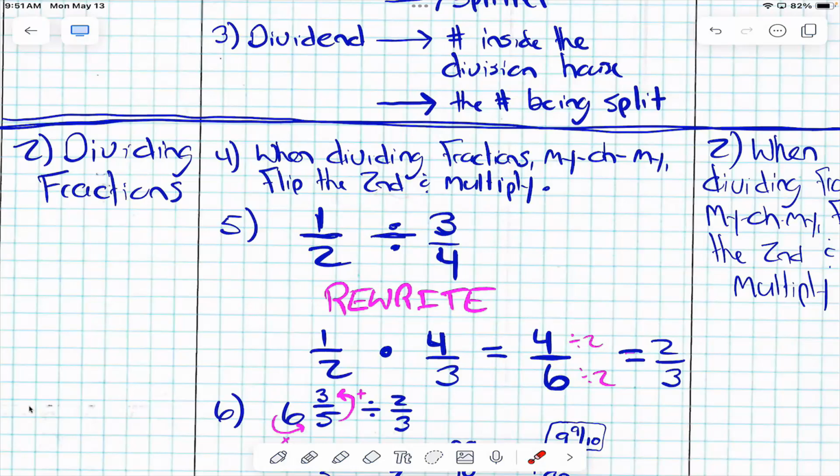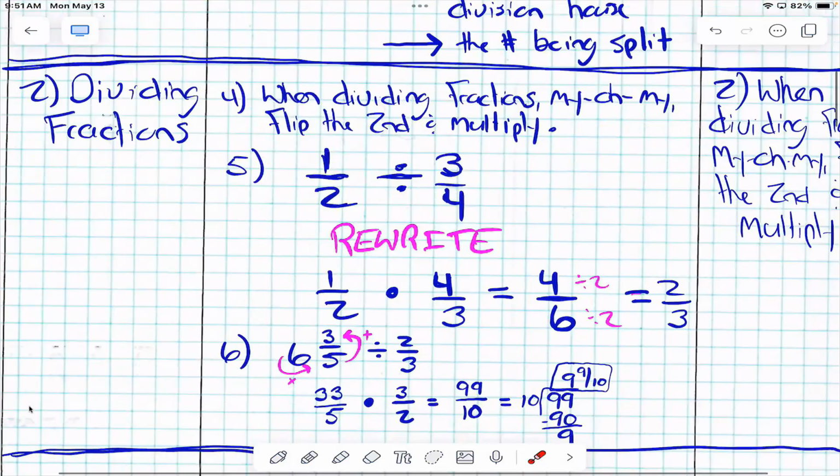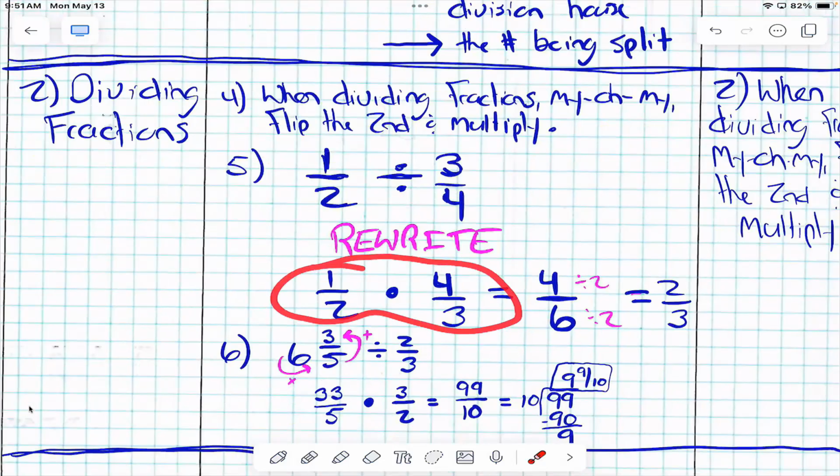We really never are going to divide a fraction by a fraction. So we're going to flip the second. We're going to flip 3/4, and 3/4 is going to become what? 4/3. And the division sign is going to turn into a multiplication sign. So you guys actually have been solving this problem since the beginning of the school year, yes?